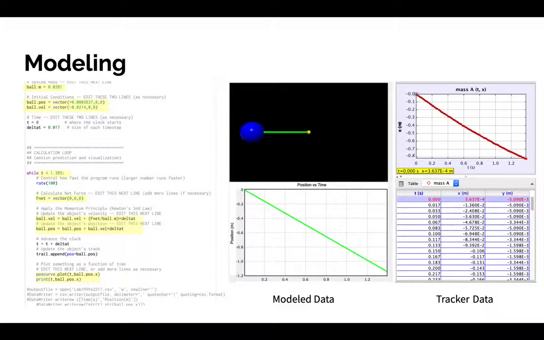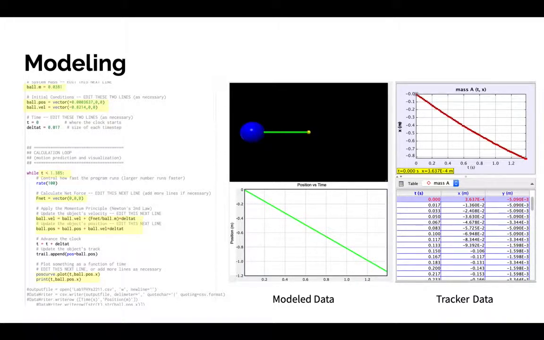I then needed to change the fnet vector to 0, 0, 0 to achieve the constant velocity. The ball's velocity and the ball's position formula were also adjusted to be in line with constant velocity.